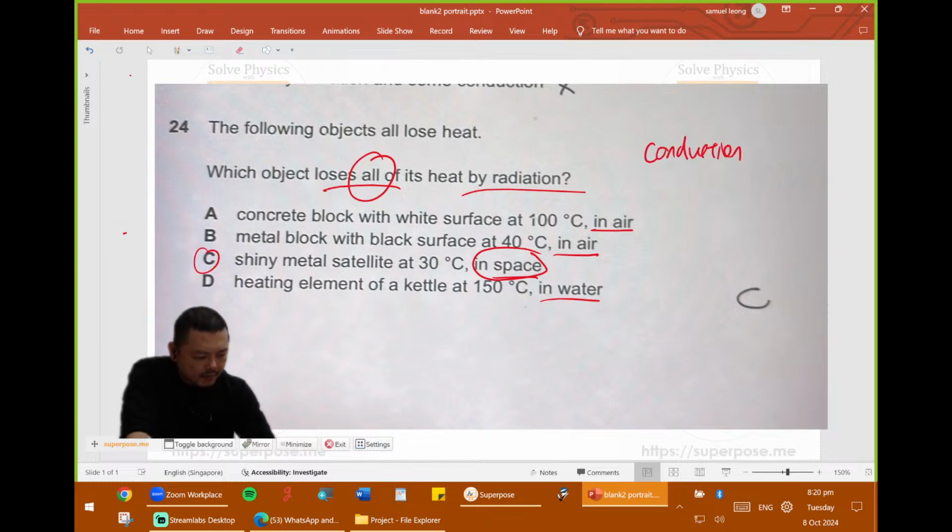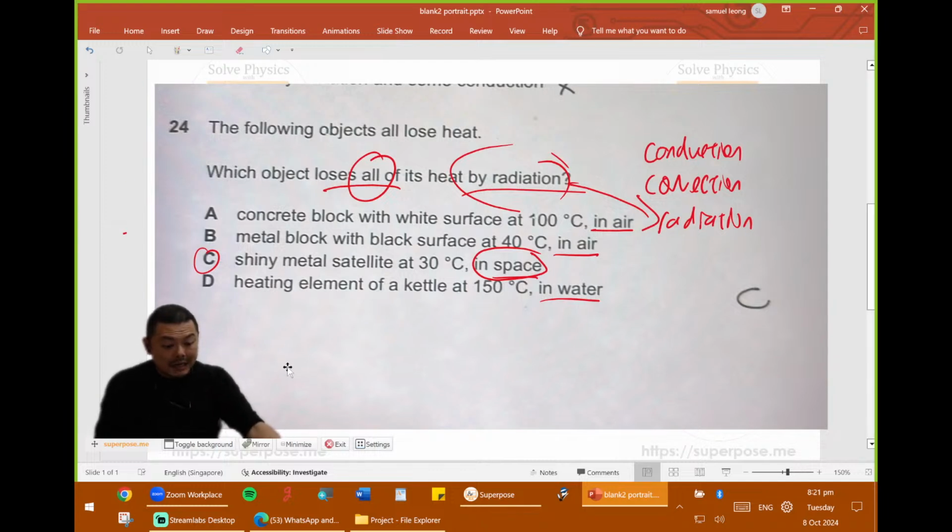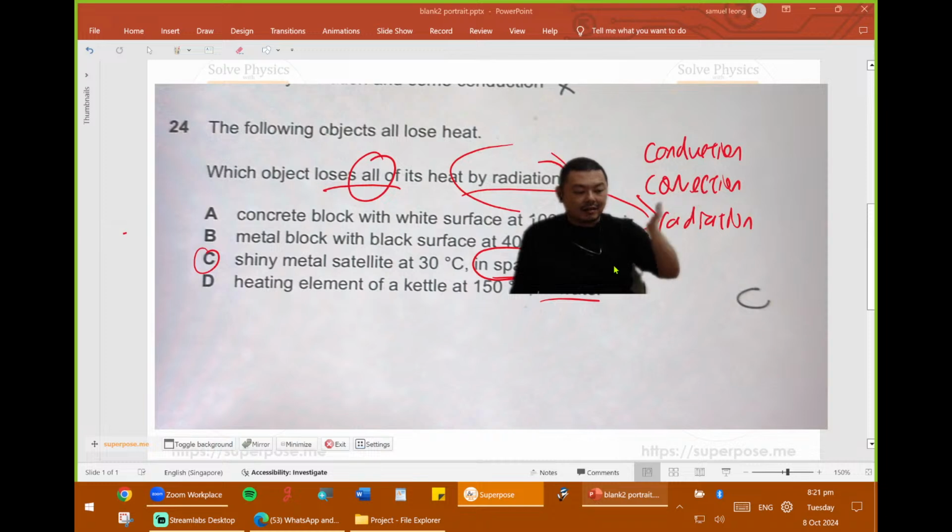So you see they say by radiation, right? So I must be thinking, oh, by radiation. That means I cannot allow any conduction at all. I cannot allow any convection at all, right? So I got to make sure that I'm in a place where there is no conduction. The only way that you can completely eliminate conduction and convection is to make sure there's a vacuum around it.